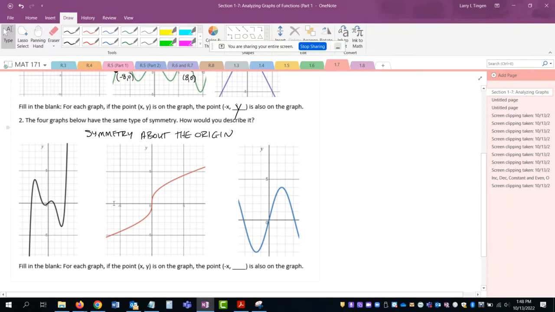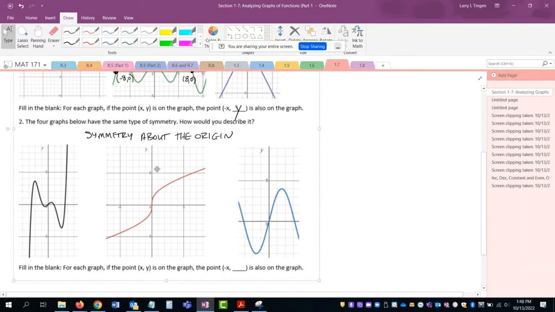What does that mean? Well, it means if I take this graph and I rotate it 180 degrees, I'll end up with the exact same graph. You could also see it as if I fold over the x-axis and then over the y-axis, I'll lay right on top of myself, right? If I take this second graph here, fold it over the x-axis, then I have symmetry about the y-axis, so then I fold over the y-axis. So symmetry about the origin pretty much just means if you rotate the graph 180 degrees, you have the same graph.